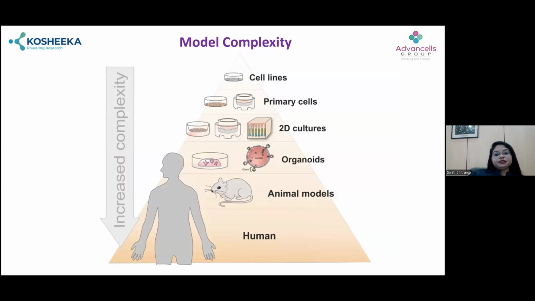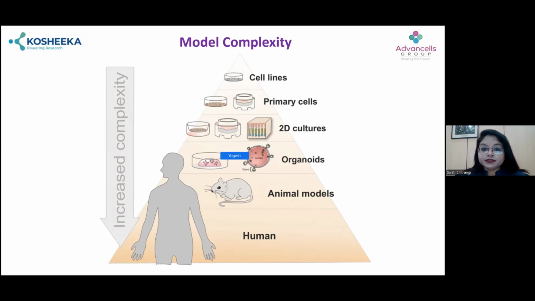So this is the model complexity. Cell lines are very low complexity models, because they contain only one type of cell. If you are studying cell lines for liver cells, then only the HepG2 cell line will be there. Then from cell line to primary cells, that is, if you are isolating cells directly from the liver, these hepatocytes will be more complex and closer to the human organ.